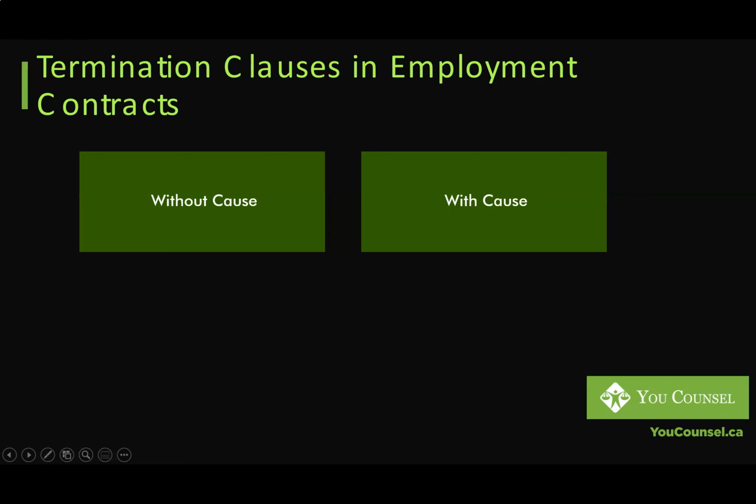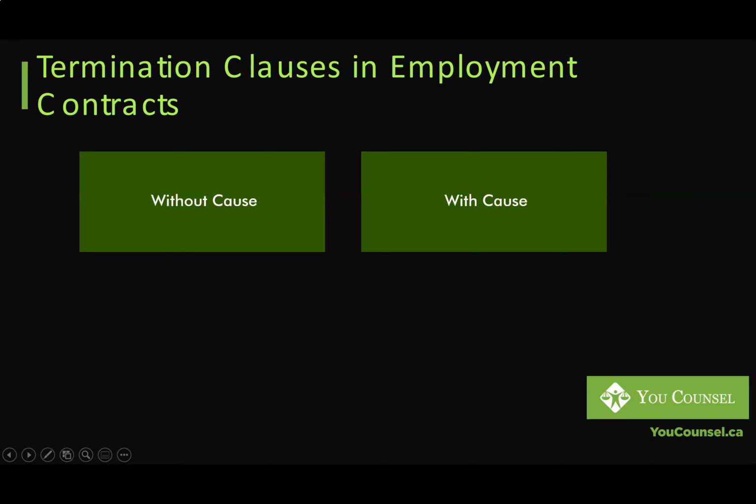Without cause will deal with termination of employment when an employee has done nothing wrong, but the employer has decided to terminate the employment. With cause is when the employee may have done something wrong, in which case the employment contract may define what would constitute cause. It may be negligence of duty, maybe theft, maybe coming to work late. All kinds of scenarios may be given as an example which would constitute cause.